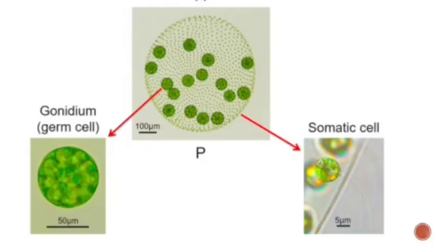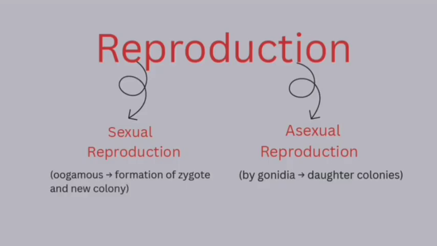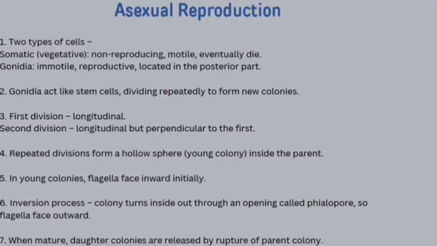Slide. In this particular slide, as we have talked about earlier, the particular cell divided into a gonidium and a somatic cell structure. So this is the same that we have talked about here. The reproduction is basically divided into two parts. First one is sexual reproduction and second one is asexual reproduction. In sexual reproduction, oogamy leads to the formation of a zygote and a new colony. But in asexual reproduction, we have gonidia, and these lead to the production of daughter colonies. Let us talk about the asexual reproduction.